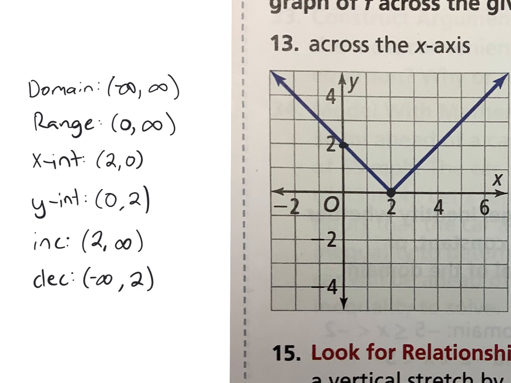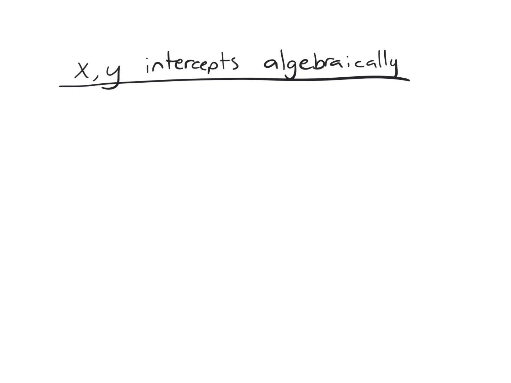Good. Now we're going to talk about finding x and y-intercepts algebraically. I'm just going to do 2 examples with you on these. So, first example I want to do is f of x equals 3x plus 9.